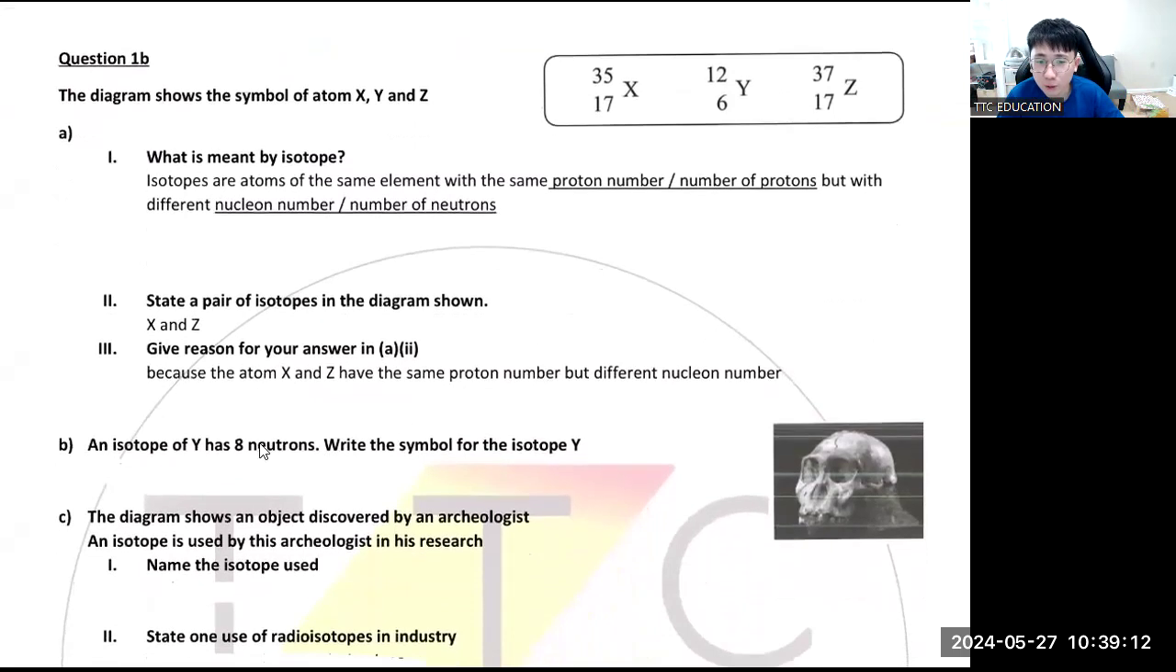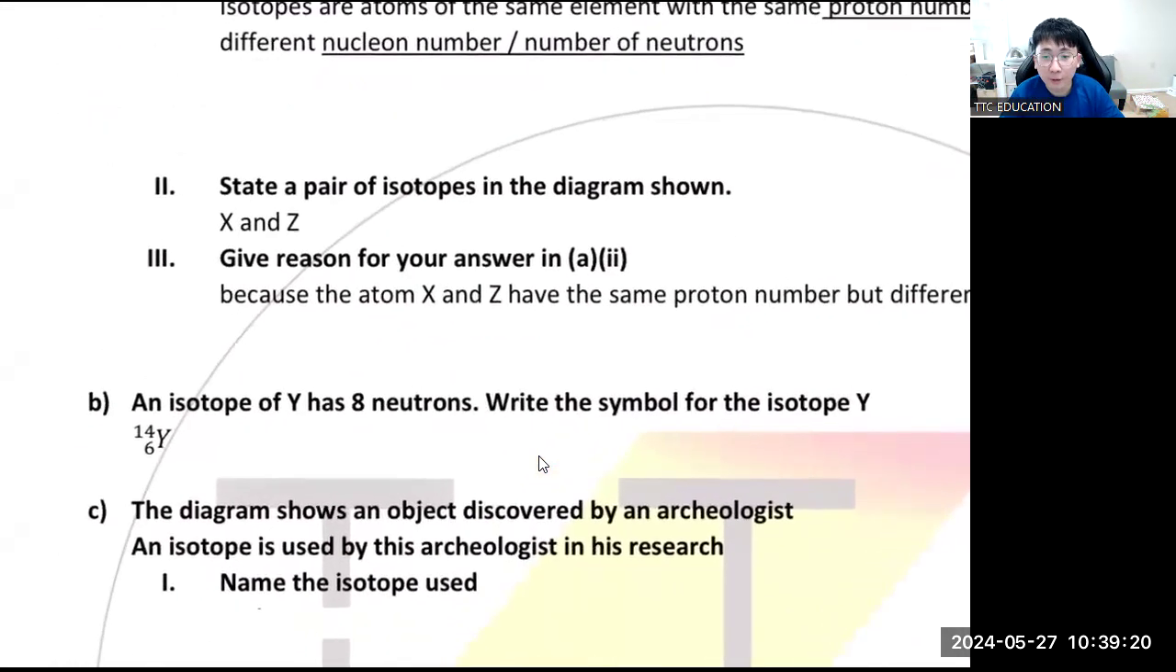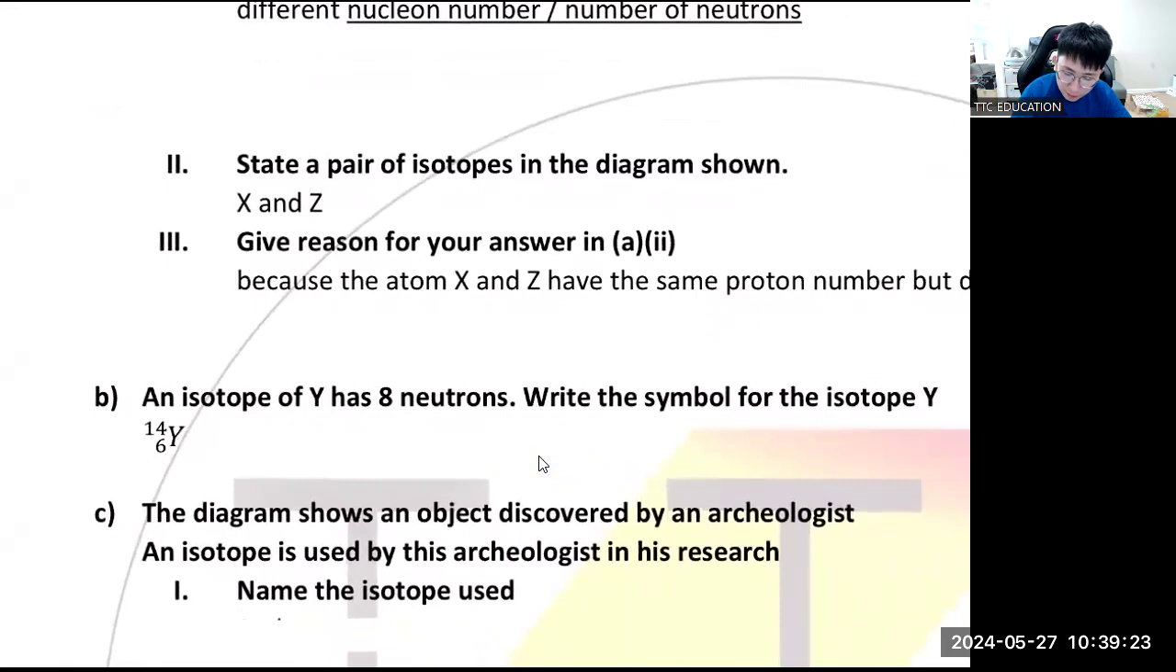Okay, then an isotope of Y has 8 neutrons, right? We need the symbol for isotope Y. So what's the meaning of symbol? Guys, when you want to write the symbol, you have to write the standard representation, which is the element symbol together with the proton number and also the nucleon number.